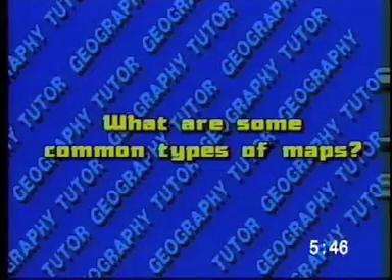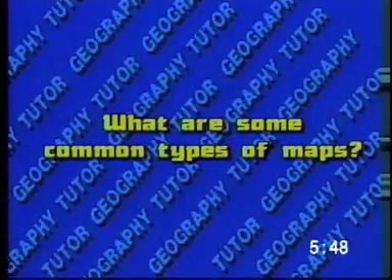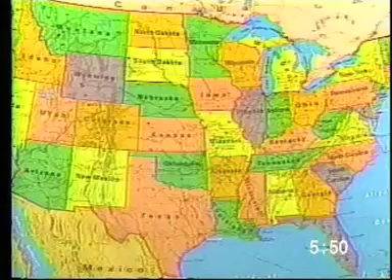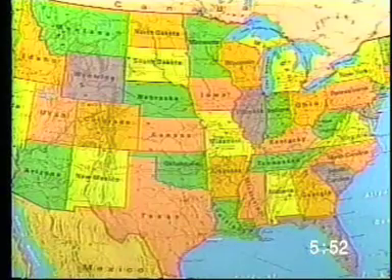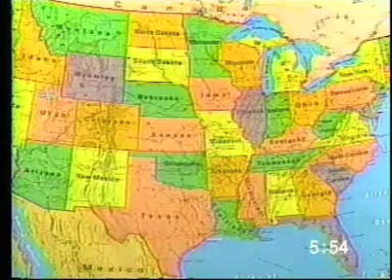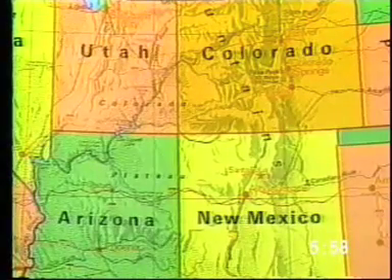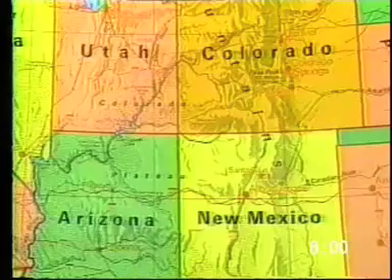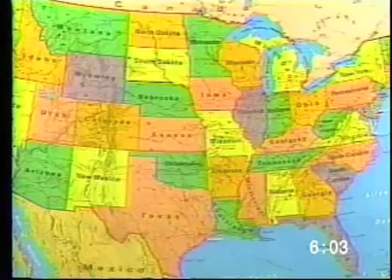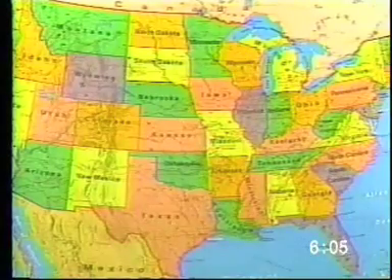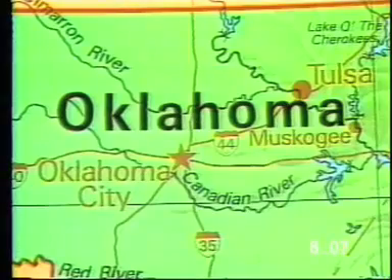What are some common types of maps? Political maps show boundaries between nations, states, or provinces, or even counties and cities. They use colors to show where one country or state ends and another begins. Look at this political map of the United States. Not only can you see the various states, but you can locate their capitals, shown as starred cities. Other major cities are also marked.